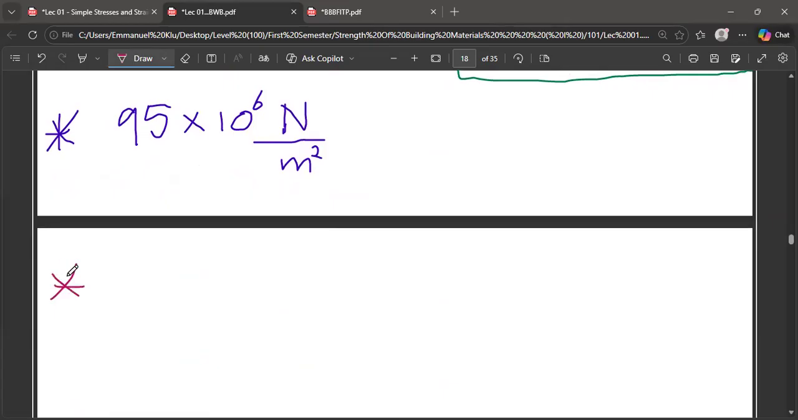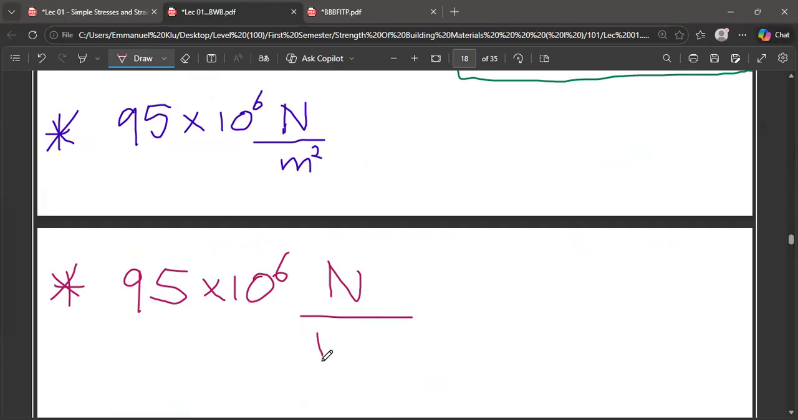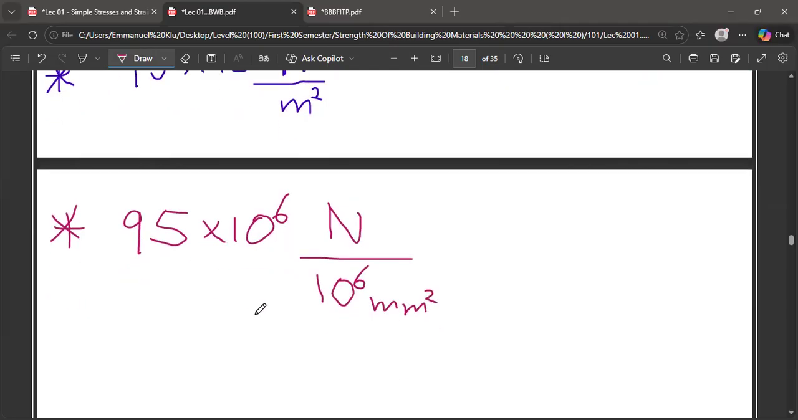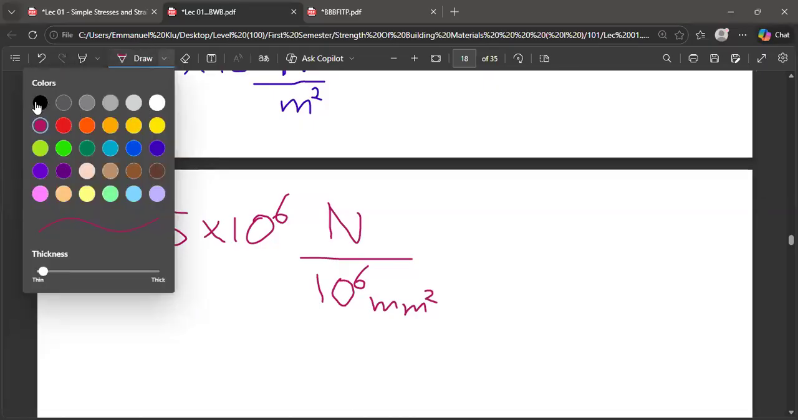Now we have found the truth. That means our 95 times 10 exponent 6 Newton per meter squared can also be written as 95 times 10 exponent 6 Newton over, in place of the meter squared, we can now write 10 exponent 6 millimeter squared. And as a continuation of this, how can we dissolve this?